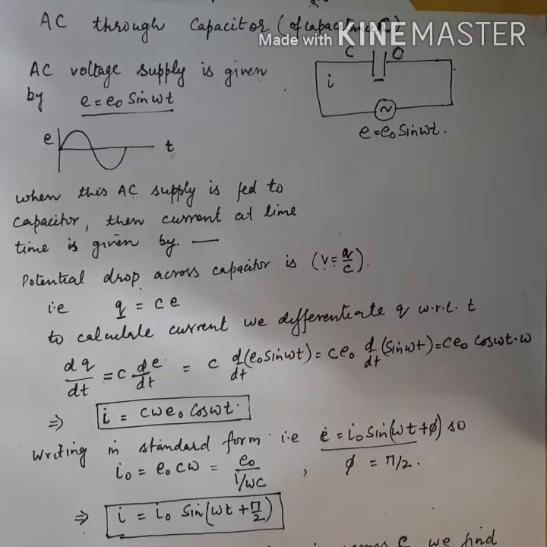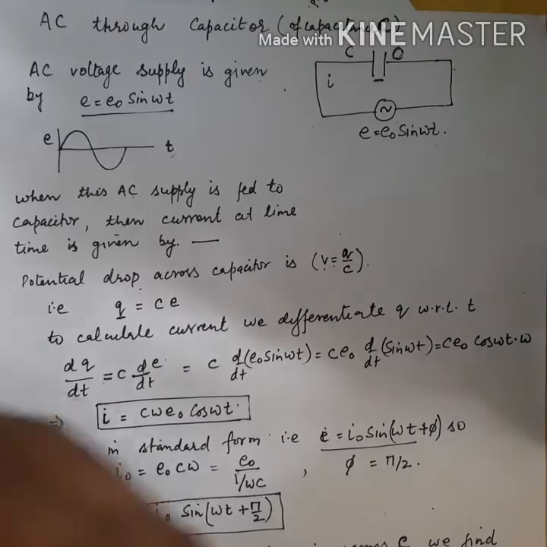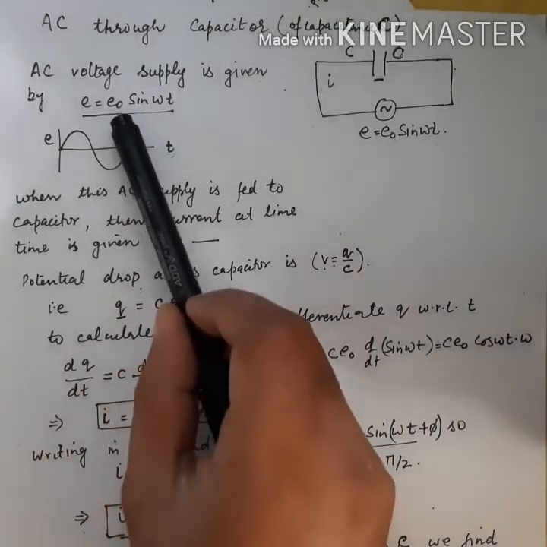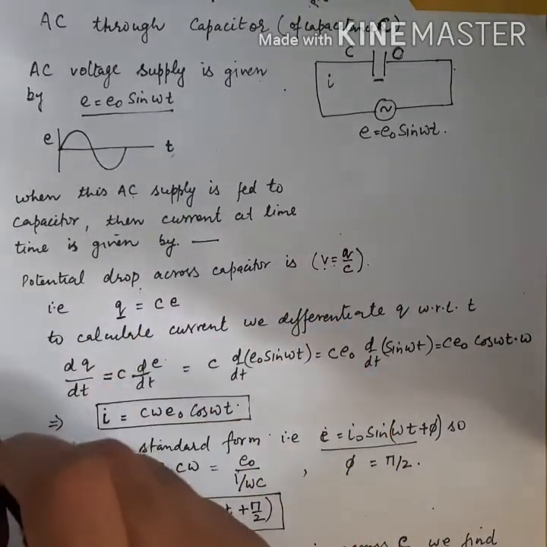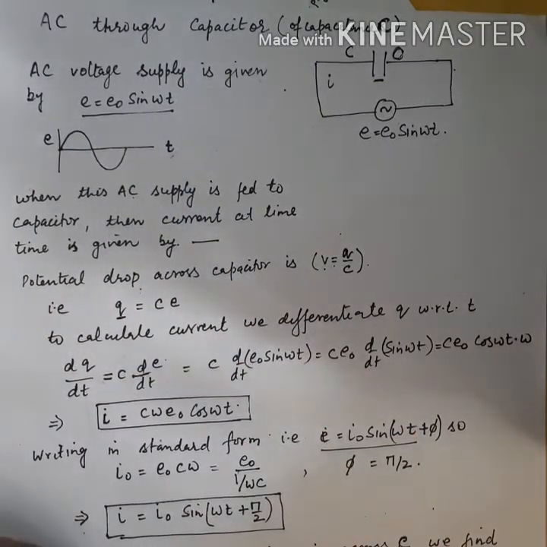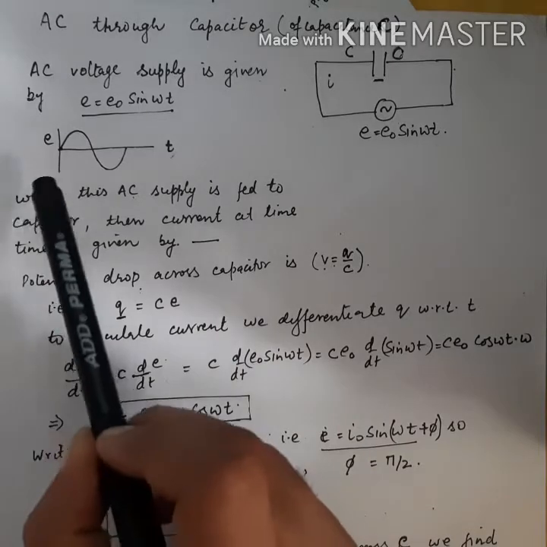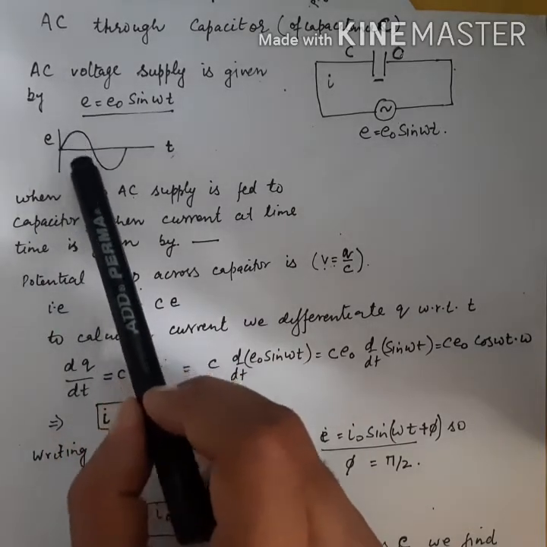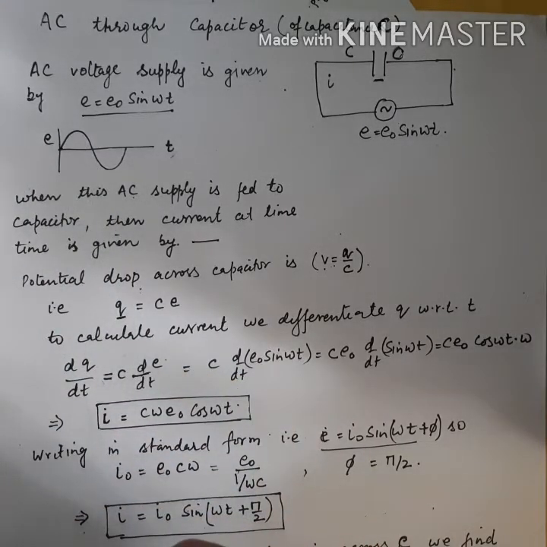In this video, we will discuss how the capacitor behaves when AC is fed through a capacitor. Now, first of all, we should know what an AC power supply is. The power supply is represented by E = E0 sin(ωt), where E0 is the peak value and ω is our angular frequency. If we want to represent it graphically, it is represented as a sinusoid.